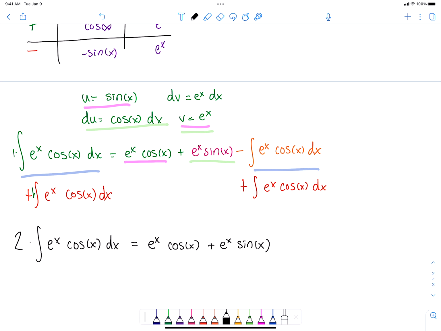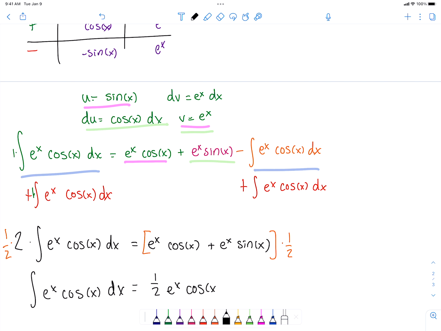And so just a couple other things. We don't want 2 times our integral. We just want our integral. So we need to multiply both sides by 1/2 so that we get the integral of e to the x cosine of x is equal to 1/2 e to the x cosine of x plus 1/2 e to the x sine of x, and then plus our constant c.